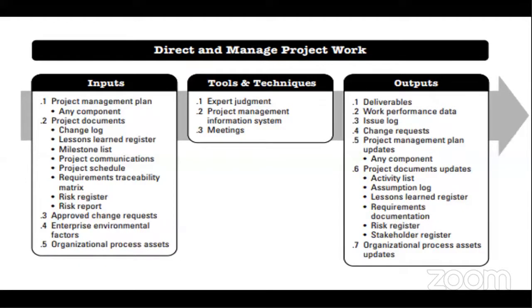You have the project documents update. The update could be on the activity list, assumptions log, lessons learned register, requirement documentation, risk register, stakeholder register, and then we'll have the OPA update, organizational process asset update. Okay.